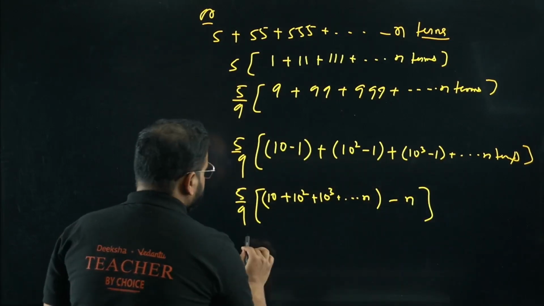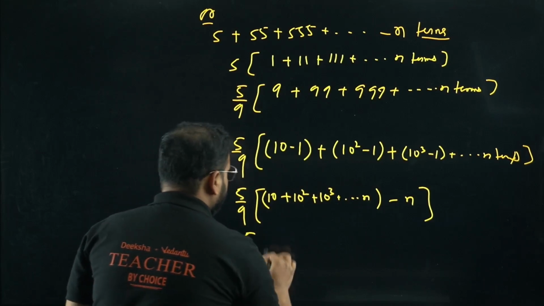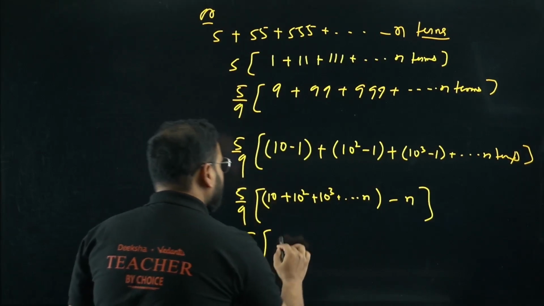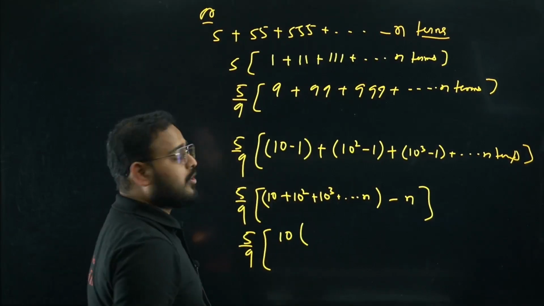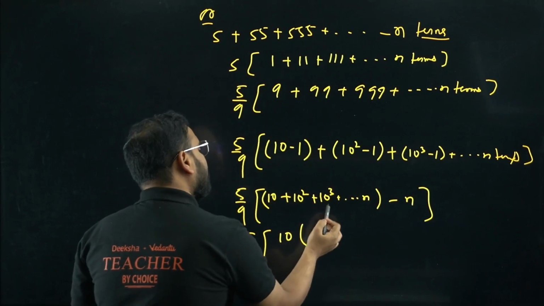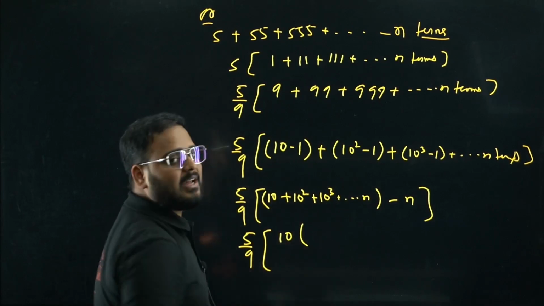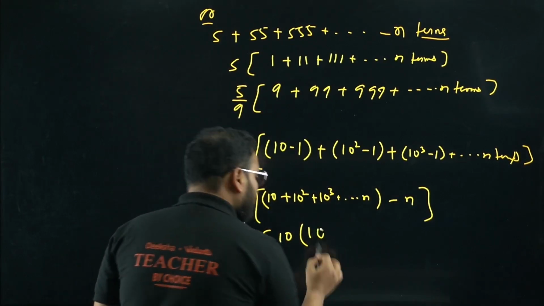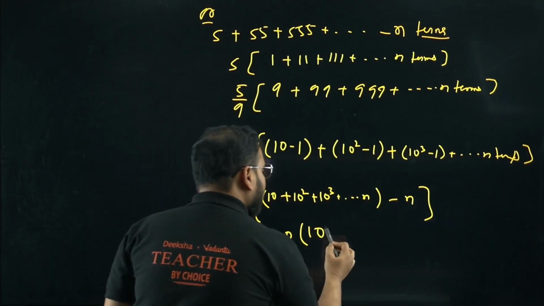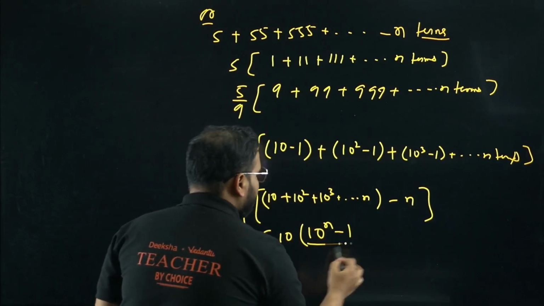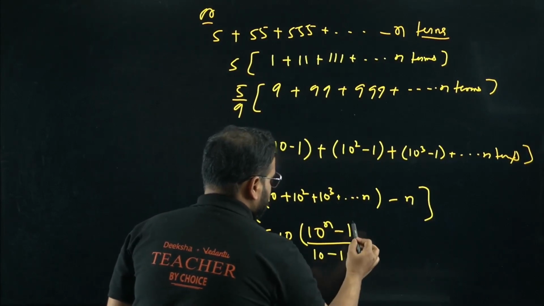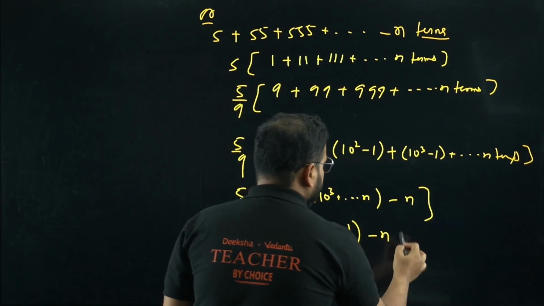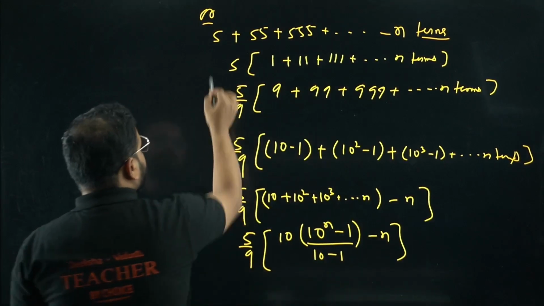This is a GP, right? So it will become 5 by 9 times the formula. The first term is 10, and the common ratio, 10 into 10 into 10. 10 into 10 is 100, and into 10 is 1000, like that. So the common ratio is again 10 only. The number of terms is n, so (10ⁿ minus 1) upon (10 minus 1). This will come with the minus sign. What I'm getting over here, please check.